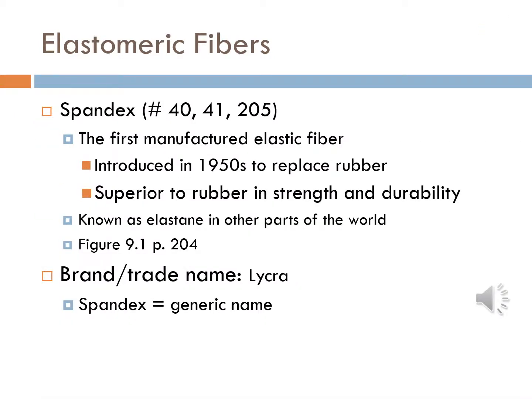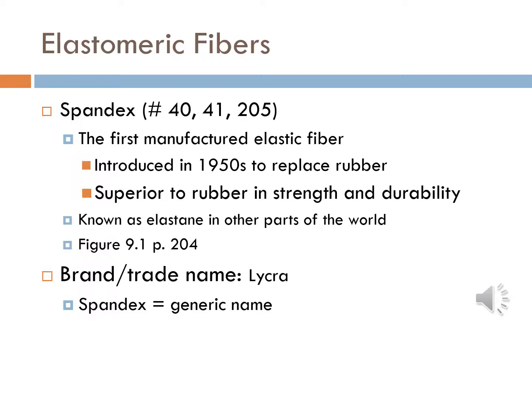Next, we take a look at spandex. You can find these in your textile kit, numbers 40, 41, and 205. Spandex was the first manufactured elastic fiber. It's interesting because it was introduced in the 1950s to replace rubber, and if you'll recall from the last slide, rubber was introduced in the early 1900s, and both are used for similar purposes. Spandex is superior to rubber in terms of strength and durability, so it had a lot of extra properties that made it more desirable than rubber.